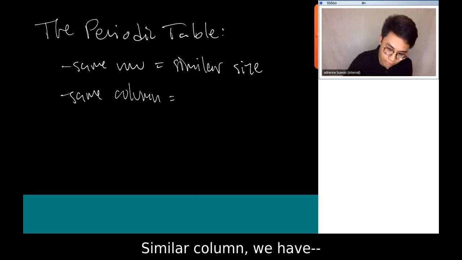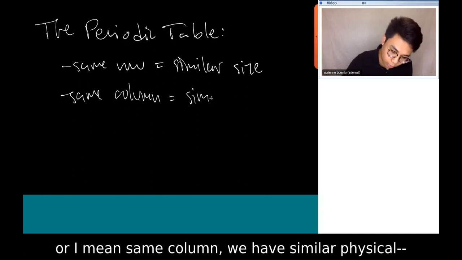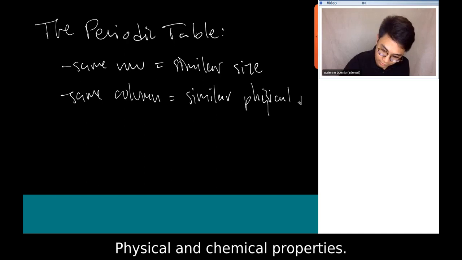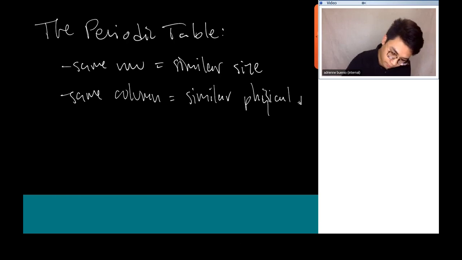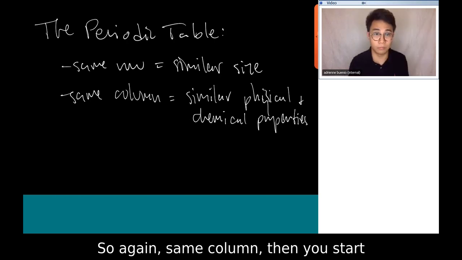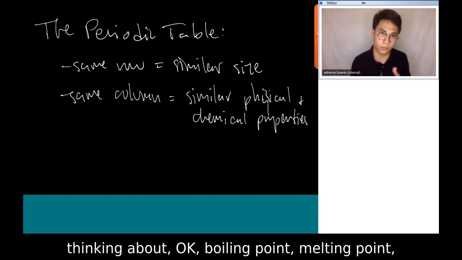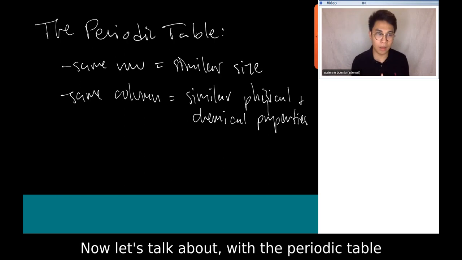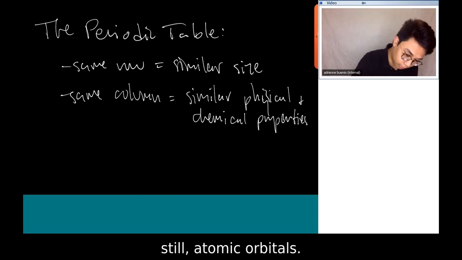Same column, we have similar physical and chemical properties. Oh, did I spell physical wrong? Physical and chemical properties, right? So same column, then you start thinking about boiling point, melting point, solubility, things like that, and that's what the physical and chemical properties are. Okay, now let's talk about, with the periodic table still, atomic orbitals.